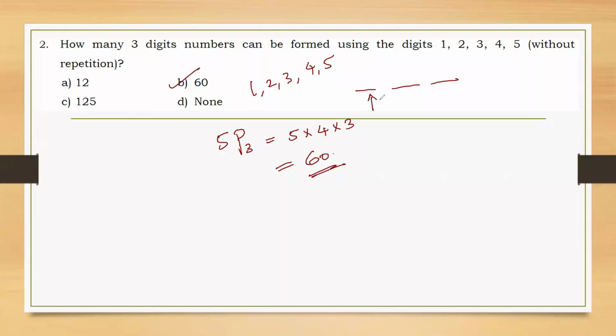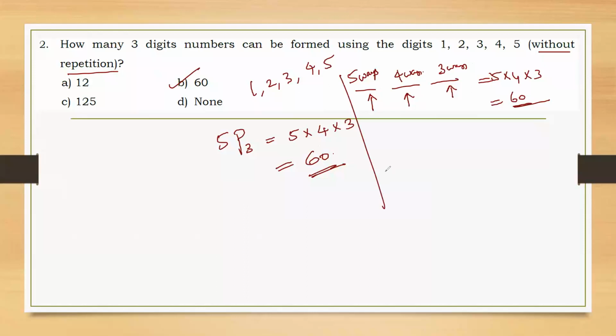Or else, anyone can be placed in the first place, right? Again, second place 4, without repetition, right? Without repetition, so a number you do not repeat once again, right? So 5 into 4 into 3, you will get 60. Is it clear? Is it clear now?